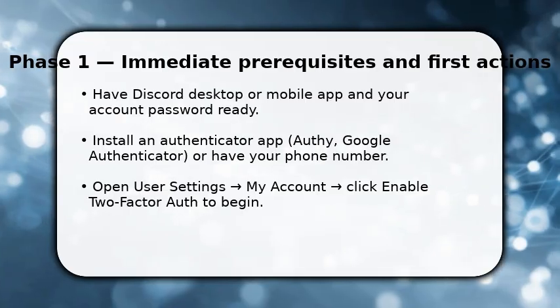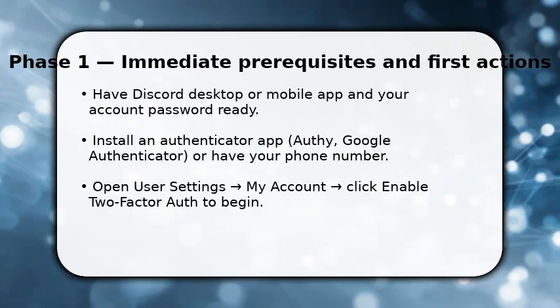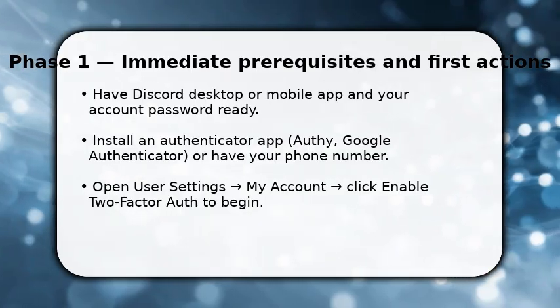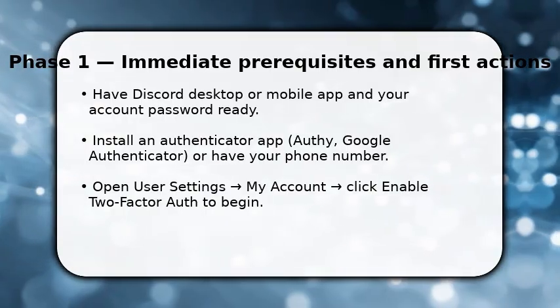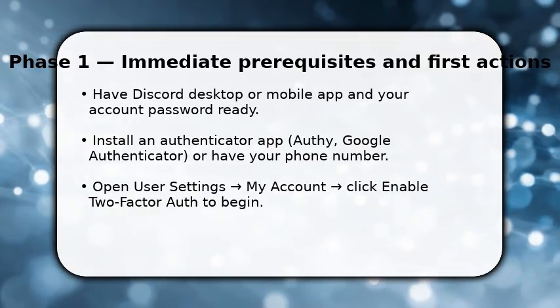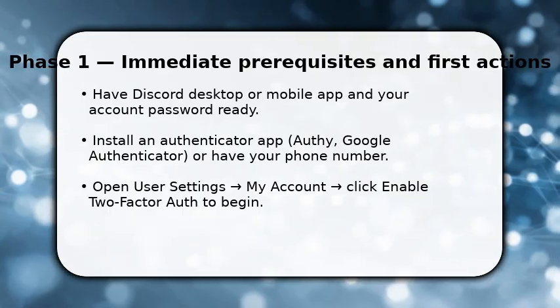You start by preparing tools: the Discord app, your account password, and an authenticator app on your phone. Open Discord, go to User Settings, then My Account. Click Enable Two-Factor Auth. Discord will ask you to re-enter your password to confirm it is you.